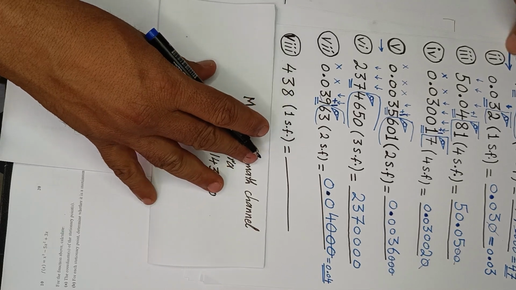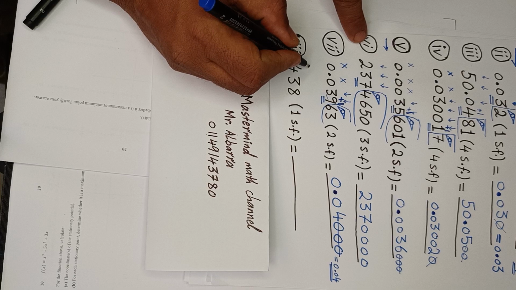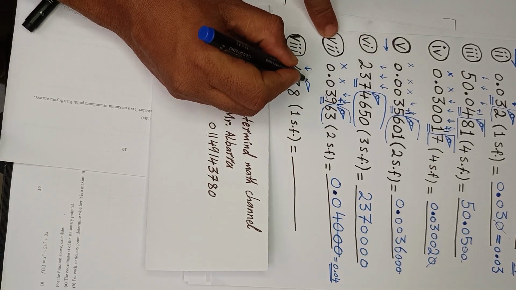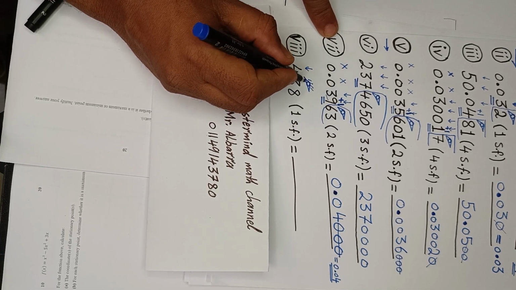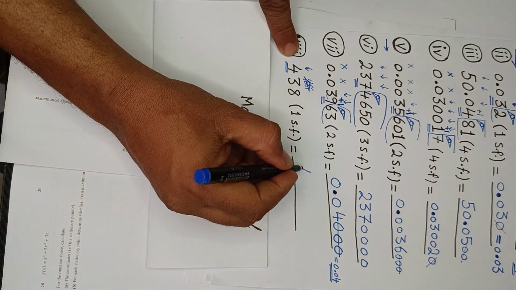The last one is 438 to 1 significant figure. Here's the first significant figure, only this one. Put your eye on the number to the right. The number to the right is less than 5, so you don't add anything to the underlined digit. You leave the 4 as it is.